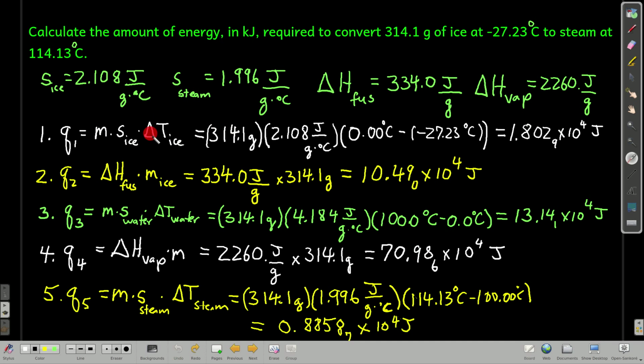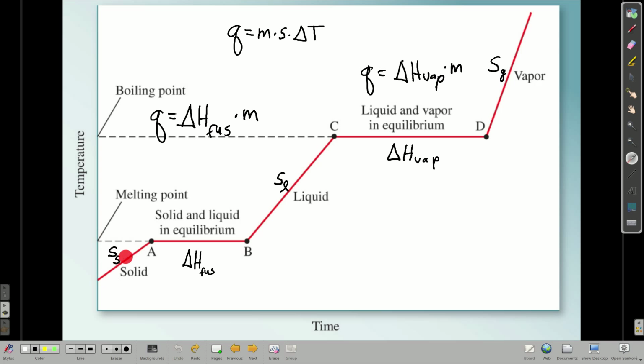So all we do is we take each section of that graph separately. Q1, Q2, Q3, Q4, and Q5. Let's go back over here. Q1 will be this region right here. Q2 will be melting it. So Q1 is raising the temperature of the solid. Q2 is how much energy to melt it. That's here. Q3 would be raising the temperature of the liquid. That's here. Q4 would be vaporizing it. And Q5 would be heating up the steam.